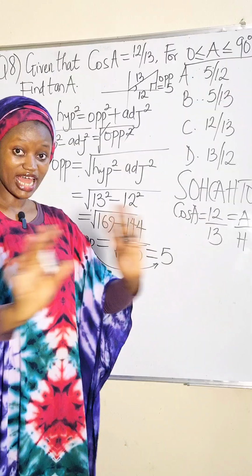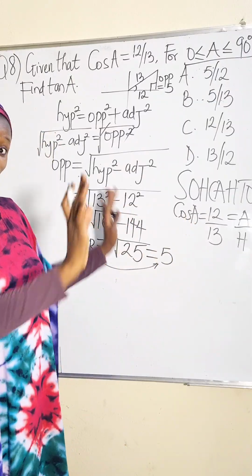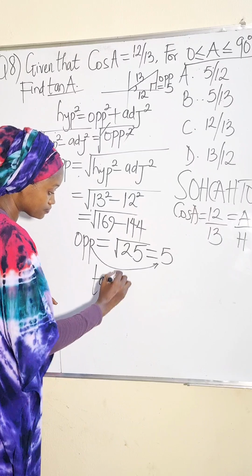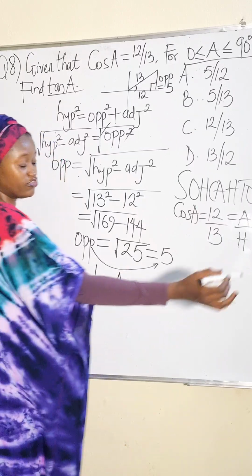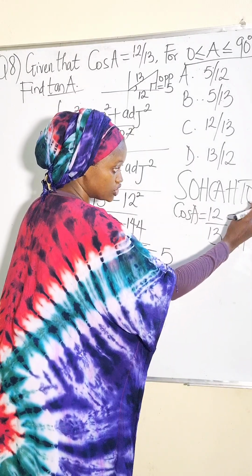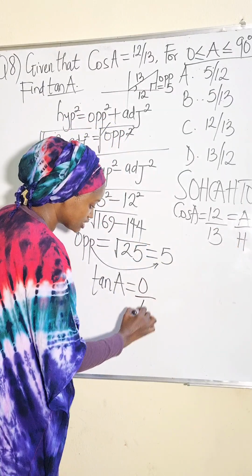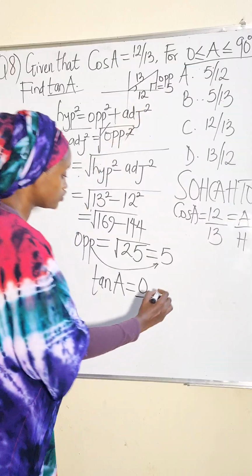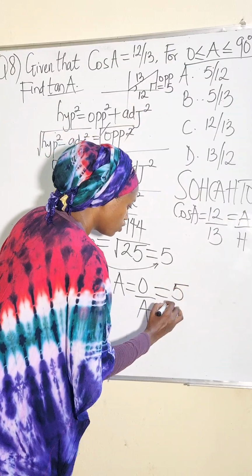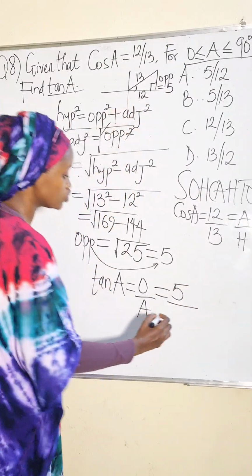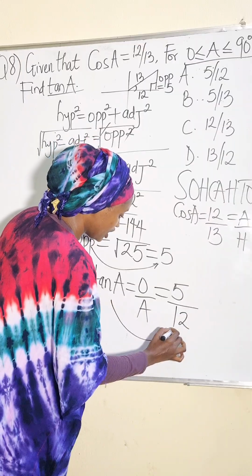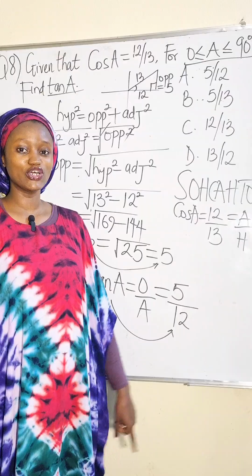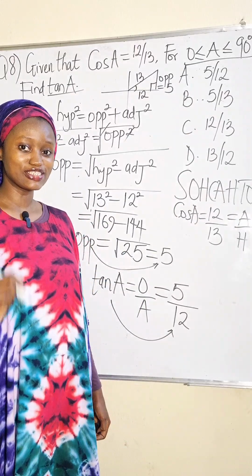The next and last step is for us to get the value of tan A, which is what the question asked. So tan A is equal to, what's the formula for tan? Tan is opposite over adjacent. Now coming back to the right angle triangle, we have the opposite as 5. So this is equal to 5 over the adjacent, which is 12. So we have the value of tan A as 5 over 12. Look at the options and tell me which of the options is the correct answer. Type that in the comment section.